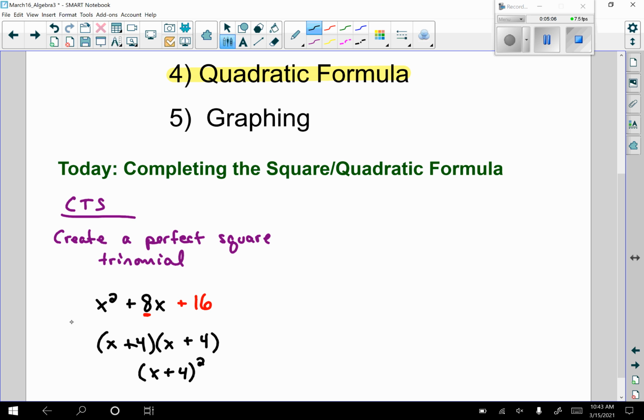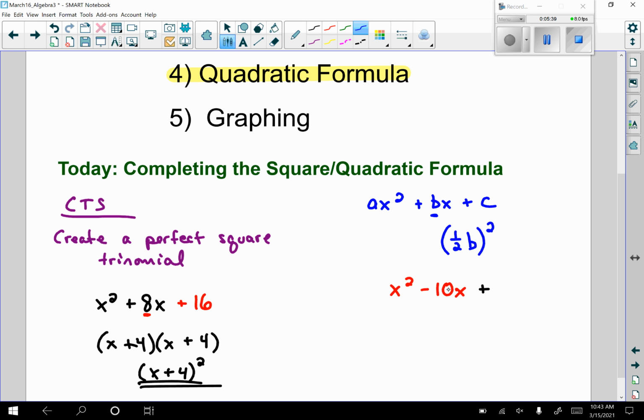So now this x squared plus 8x plus 16 is what we call a perfect square trinomial because it will always factor into some quantity squared. Let's go ahead and try this. x squared minus 10x. You figure out what we need to add on to this to make it a perfect square trinomial. Again, if we look at ax squared plus bx plus c, we're going to take half of the b, whatever value that is, and then square it.